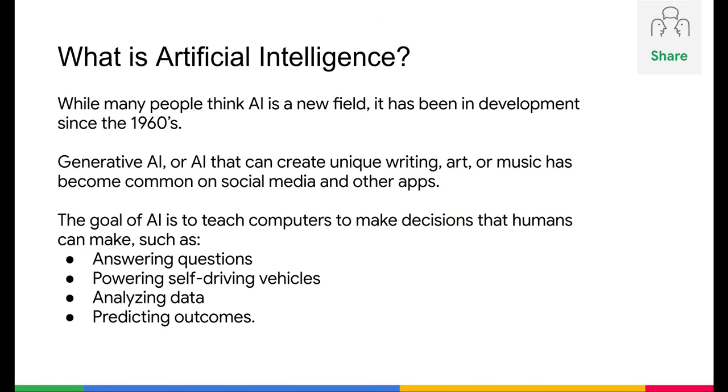So continuing, while many people think AI is a new field that has been developed since the 1960s, generative AI, or AI that can create unique writing, art, or music, has become common on social media and other apps. The goal of AI is to teach computers to make decisions that humans can make, such as answering questions, powering self-driving vehicles, analyzing data, and predicting outcomes.